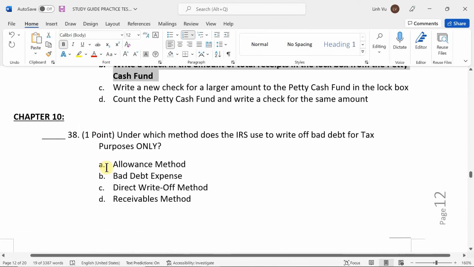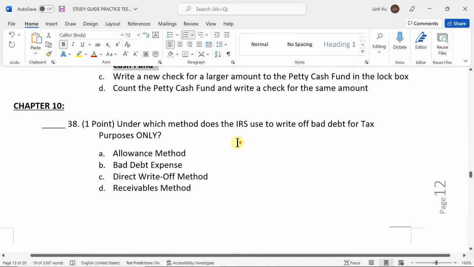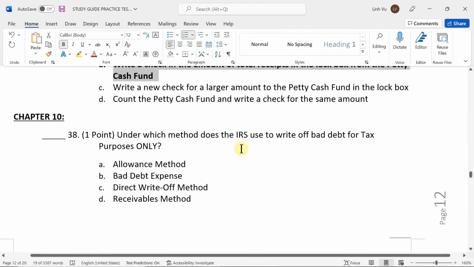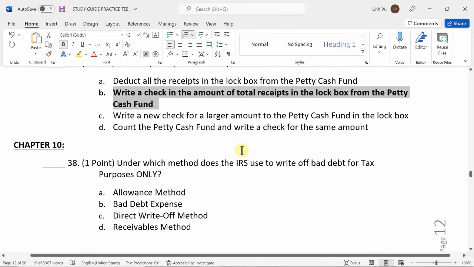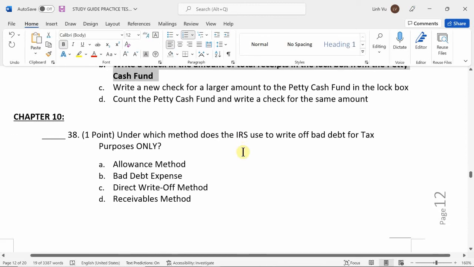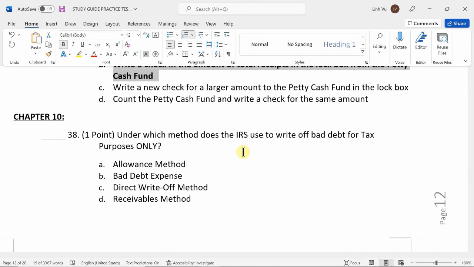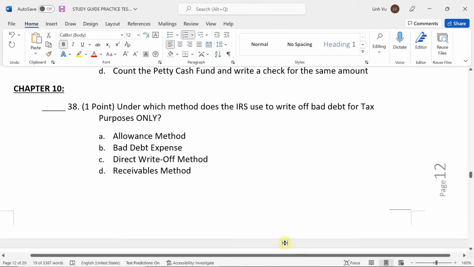Okay. All right. So that's chapter 9. So now we're moving on to chapter 10. Okay. So question number 38. Under which method does the IRS use to write off bad debt for tax purposes only?